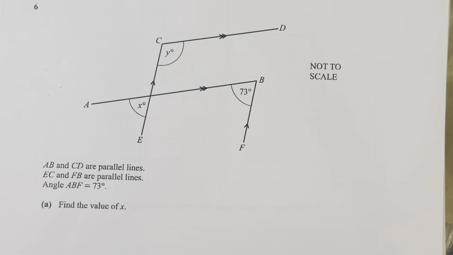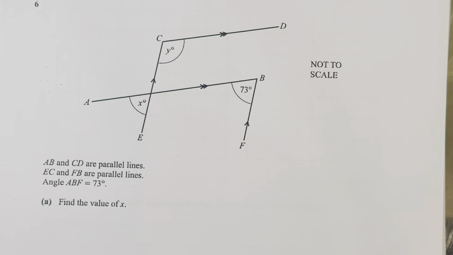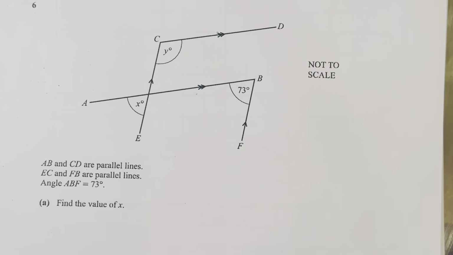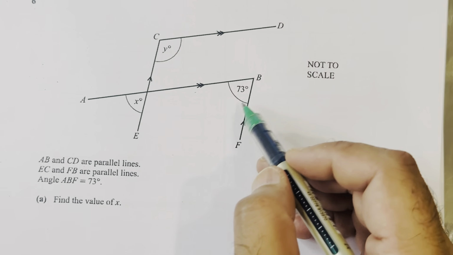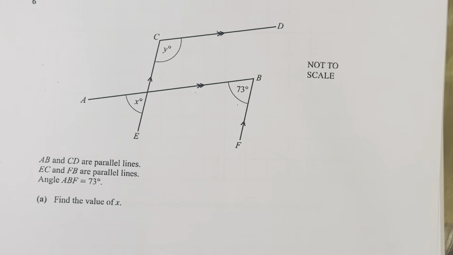Question number 6. AB and CD are parallel lines. We can see that by these arrows. EC and FB are also parallel lines. Angle ABF is 73 degrees. Find the value of x. The two parallel lines are cut by the same transversal line, so the angle of x would be 73 degrees.